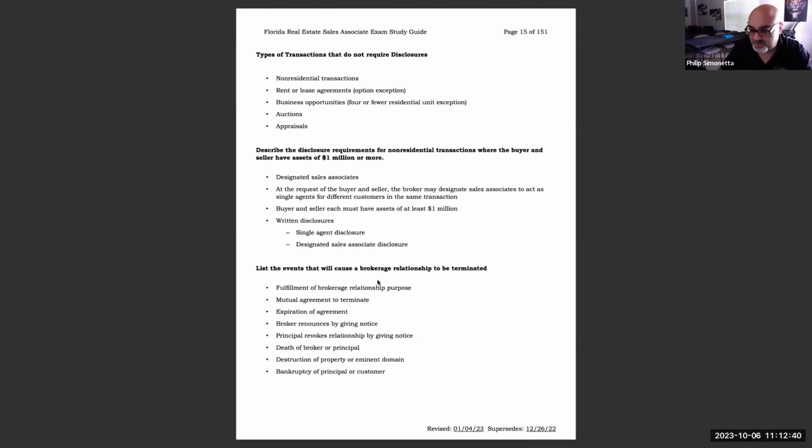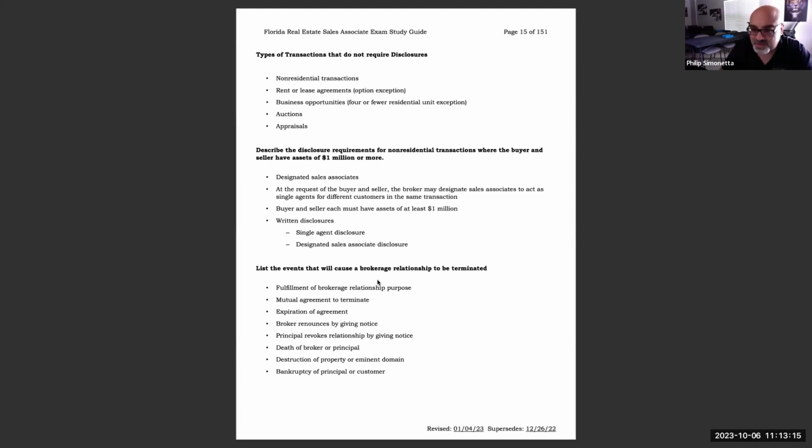So you can have a brokerage with a single agency listing for non-residential, okay? And a buyer says, I want to be represented single agency for privacy and disclosure. In that case, a broker can designate 2 agents, and they need to complete a designated sales associate form. And at the request of the buyer and seller, that broker may designate the sales associates to act as single agents for different customers in the same transaction.